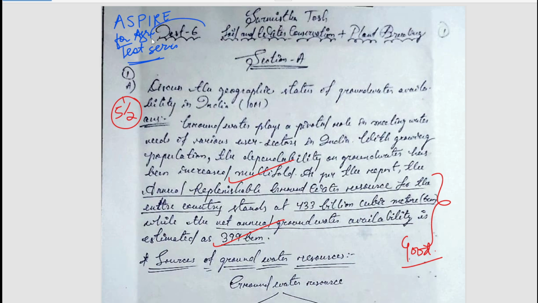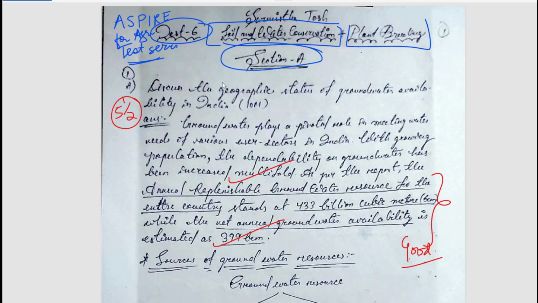So this is of test 6. The test 6 was of soil and water conservation and plant breeding. It was a sectional test. So today we will discuss the section A of test 6, and in the next video we will discuss the section B of test 6. So today the questions will be of soil and water conservation. So let's start. Let's see how the student has written the answer.